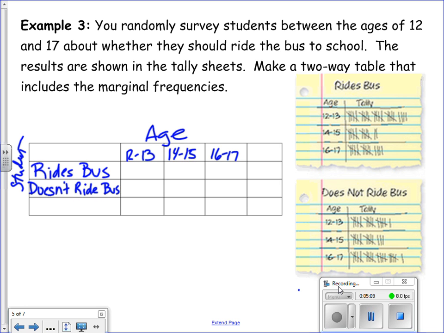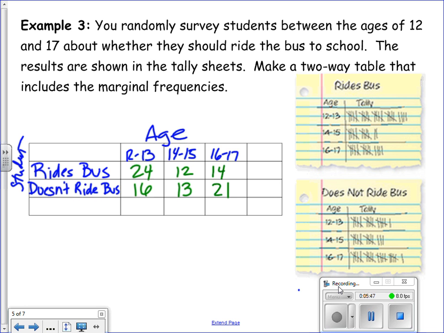So how many students from 12 to 13 ride the bus? 5, 10, 15, 20, 24 it looks like. How many students 12 to 13 did not ride the bus? 5, 10, 15, 16. Now 14 to 15 ride bus, 5, 10, 12. Do not ride bus, 5, 10, 13. And 16 to 17 ride bus, 5, 10, looks like 14. And does not ride bus, 5, 10, 15, 20, 21.